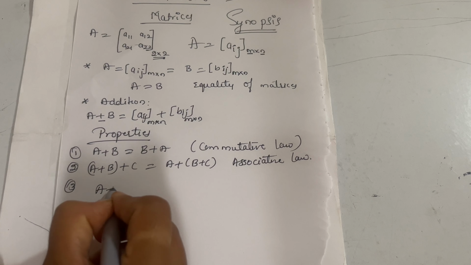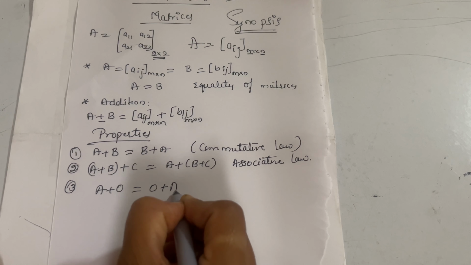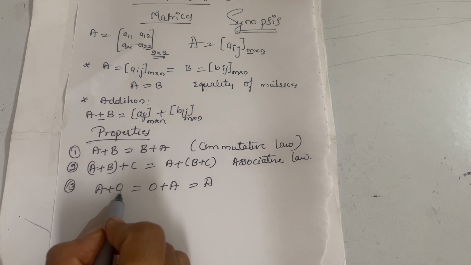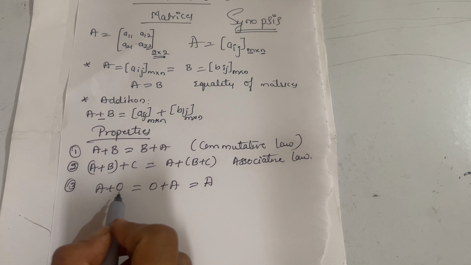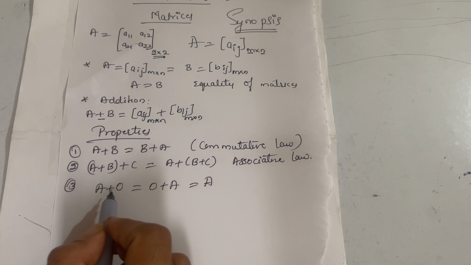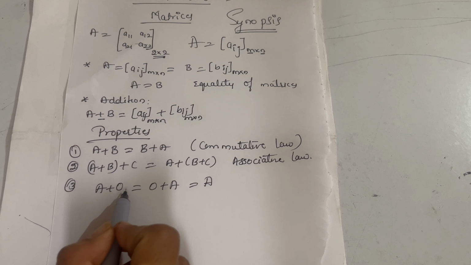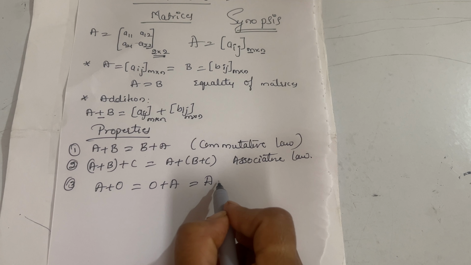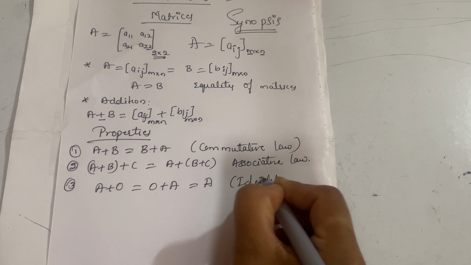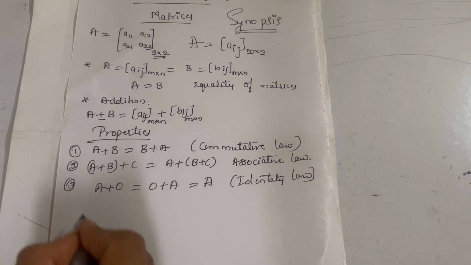Then the next is A plus 0 or 0 plus A is always equal to A. So what is this 0? This 0 is nothing but a zero matrix. Obviously, when we are talking about addition, the matrix order should be the same. Any matrix added to the zero matrix, whichever order you take for A, the same order zero matrix is to be taken, students. Then its value will always remain A. This is called the identity law.